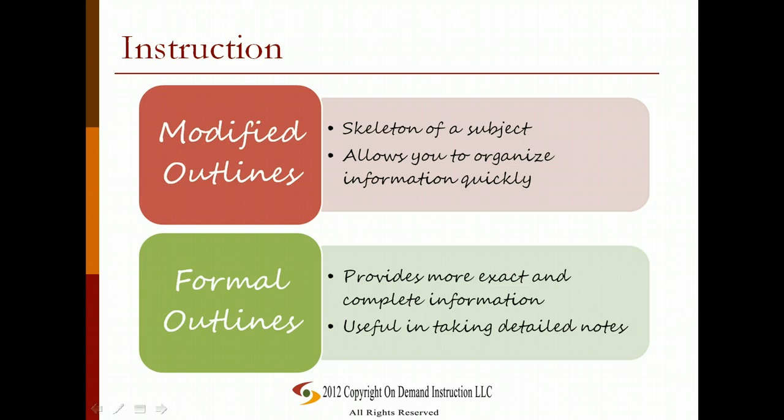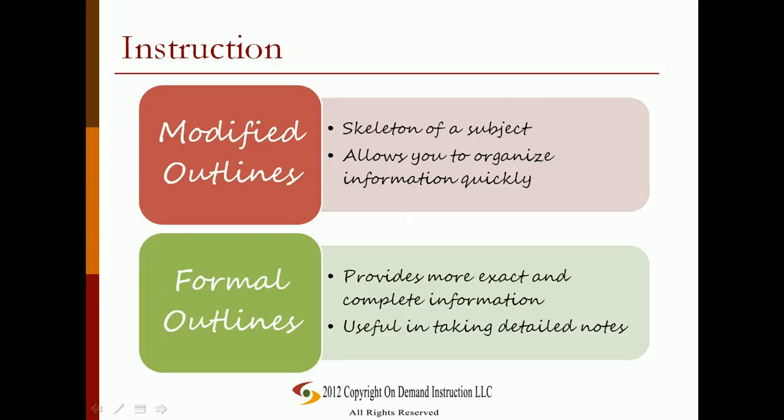A modified outline is a skeleton of a subject. In a modified outline, main ideas are written as headings and are usually underlined. The major details are listed under the main ideas using numbers, letters, indentation, or simply dashes. It allows you to organize information quickly.